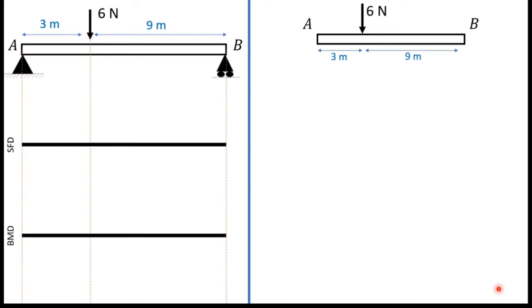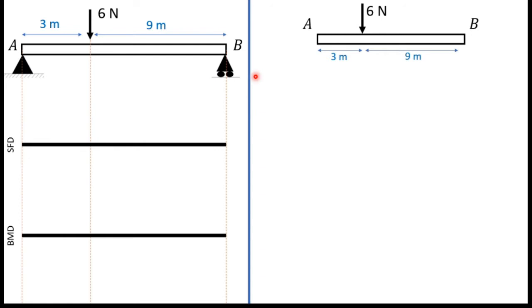So this is our example. I am going to draw the shear force and bending moment diagram for this beam. You can see there are two support conditions. At A there is a pin support, and at B there is a roller support, and there is a point load here, 6 Newton. The distance between point A and this point load is 3 meters, and this length is 9 meters. So first we have to determine support reactions.